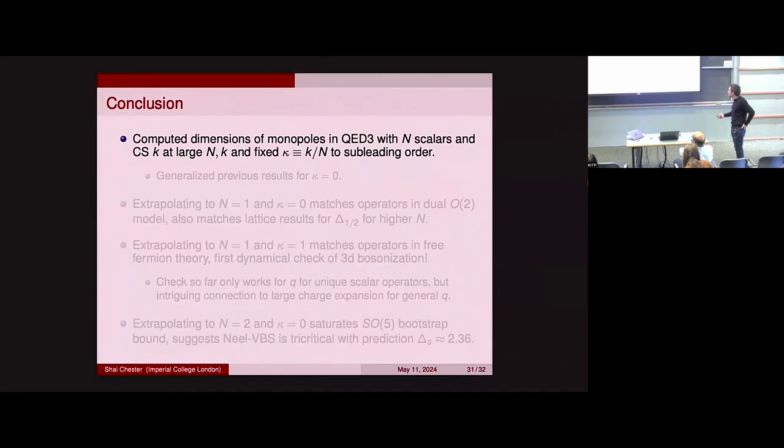So, conclusion: we've computed monopole operator scaling dimensions in a large flavor Chern-Simons level expansion with fixed ratio to subleading order. This is the rigorous analytic calculation. This generalized previous results for zero Chern-Simons coupling.